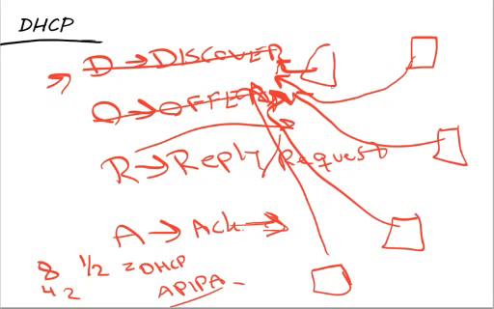but whichever one gets there first will be the one who gets the request. So if this one is closest, you will send a request to them. And the others will take the address they offered and put it back into their address table saying, okay, I can use this for the next computer that comes along.